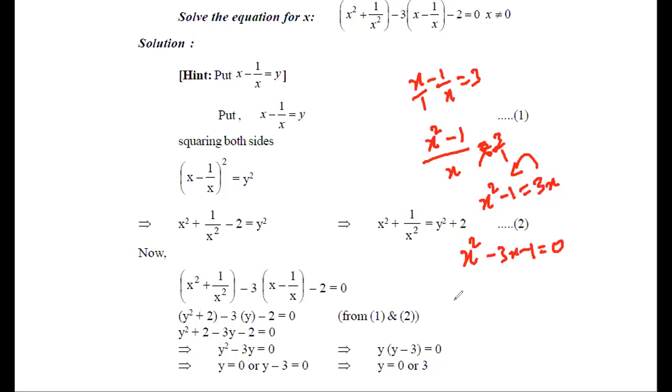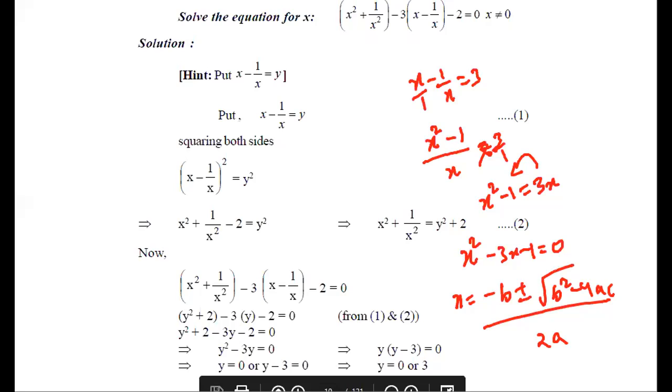Okay, so x will be equal to what? Minus b plus minus root of b square minus 4ac by 2a. Put it in, the answer will come. Agree? Tell me, agree?